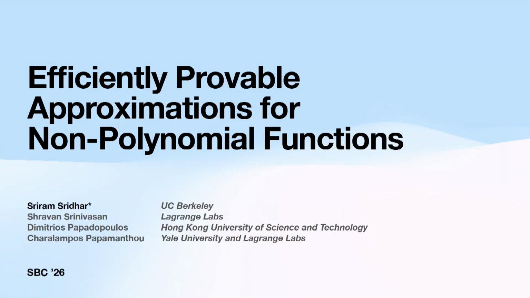I'll be talking about this paper, Efficiently Provable Approximations for Non-Polynomial Functions. This is joint work with Shravan, Dimitrios, and Babis, and this was done when all of us were at Lagrange. So this title has essentially three parts: the efficiently provable part, the approximations, and the non-polynomial functions. I'll walk through these one by one, eventually in some order.